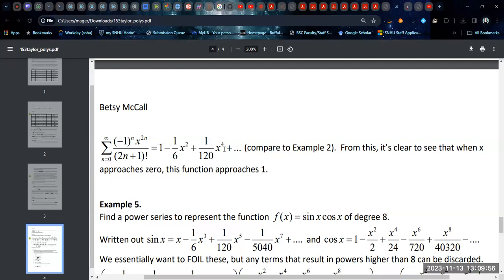And then when we take the limit of this expression as x goes to 0, all these higher order terms disappear and we're left with just 1.